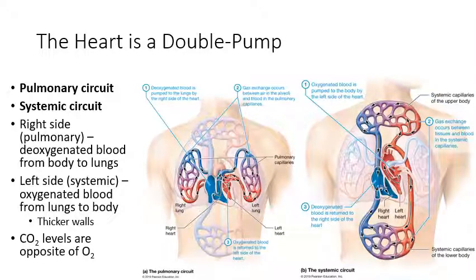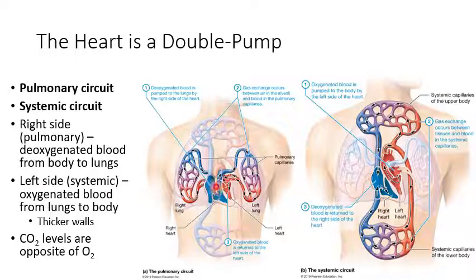The heart is considered a double pump because it is pumping blood to and from the lungs and to and from the body at the same time, but the blood in each of those circuits doesn't mix. So you have a pulmonary circuit and a systemic circuit that the heart is pumping blood through. The right side of the heart is associated with the pulmonary circuit.